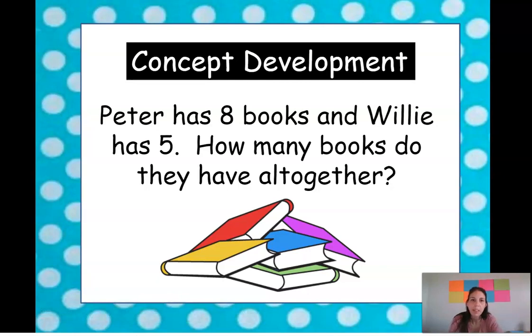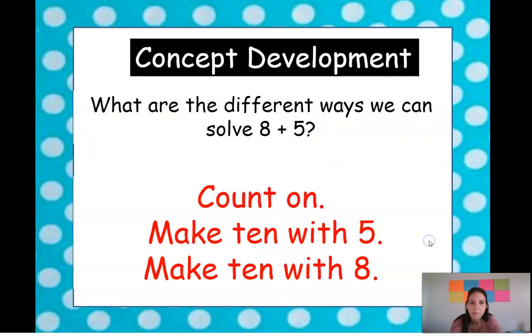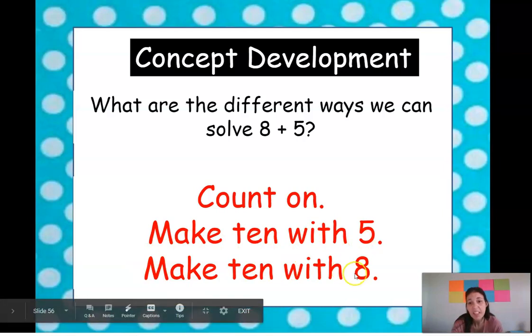Here's our word problem. Peter has 8 books. Right here, 8. And Willie has 5 books. How many books do they have all together? And whenever we see this, how many do they have all together? That tells me to add these two numbers together, 5 and 8. Okay. What are some different ways that we can solve this problem? We could count on. We could make a 10 with the 5. We could make a 10 with the 8.